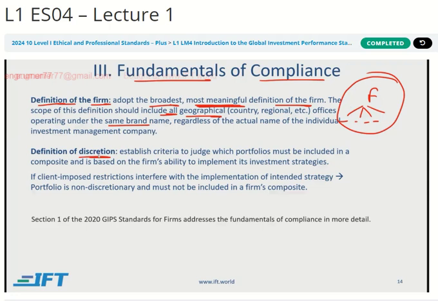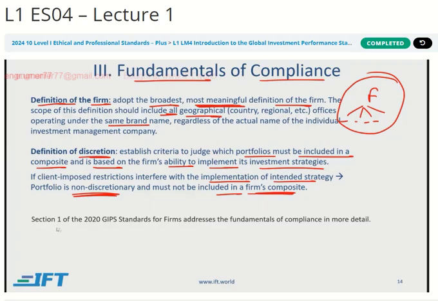With respect to discretion, we should establish criteria to judge which portfolios must be included in a composite, and this is based on the firm's ability to implement its investment strategies. If client-imposed restrictions interfere with the implementation of the intended strategy, then the portfolio is considered non-discretionary and must not be included in a firm's composite. So essentially, if the client is dictating which stocks to buy, which stocks not to buy, then such an account will be considered non-discretionary and should not be included in the firm's composite.